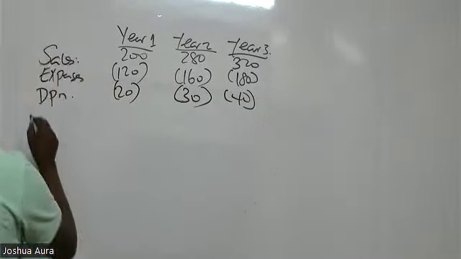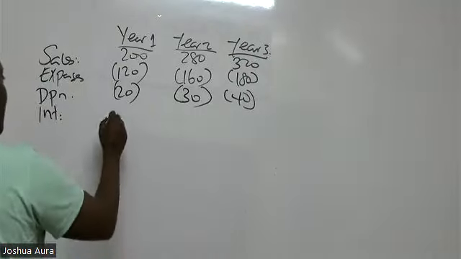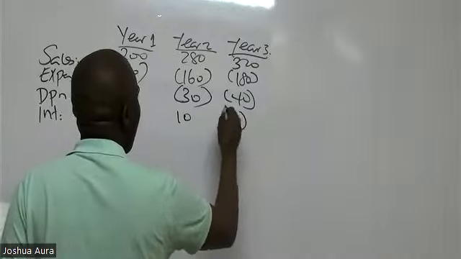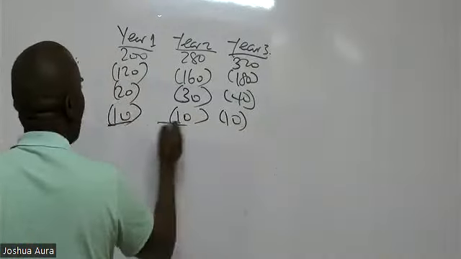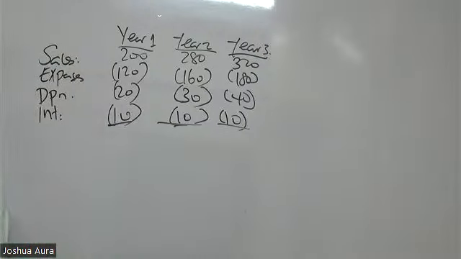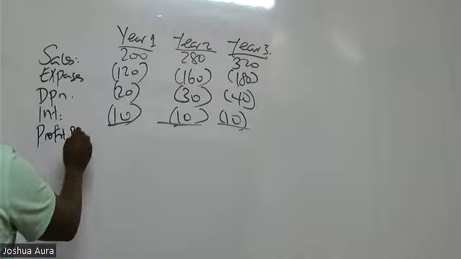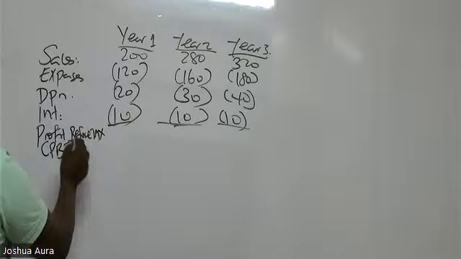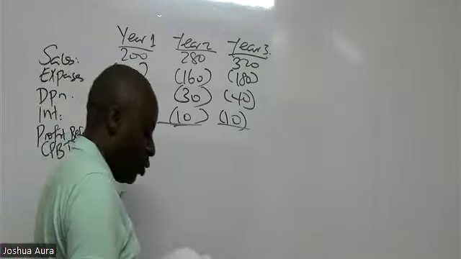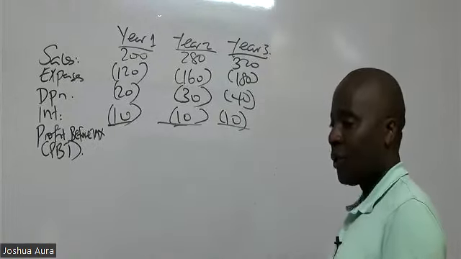And then I can see interest. I can see interest charge. I can see 10, like that. And that is it. So could you kindly come here and give us profit before tax. PBT. Give us profit before taxation.